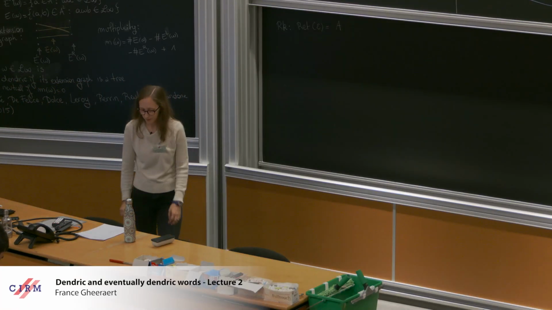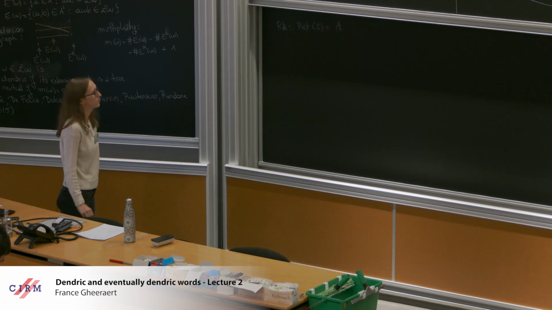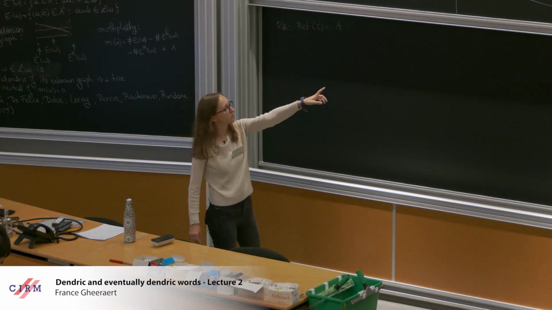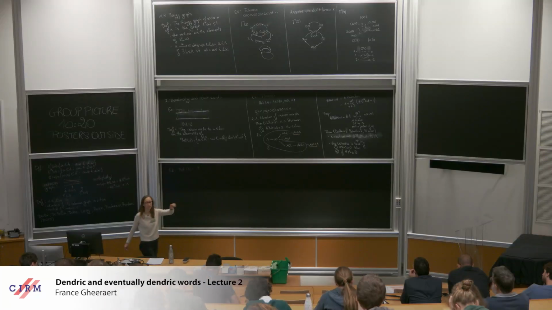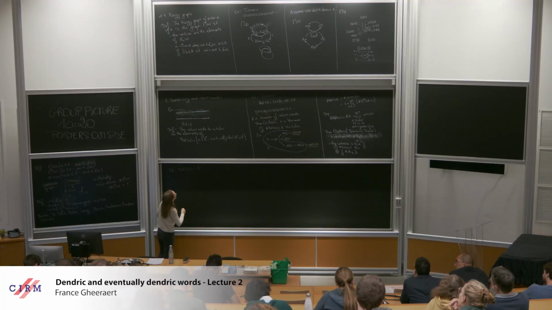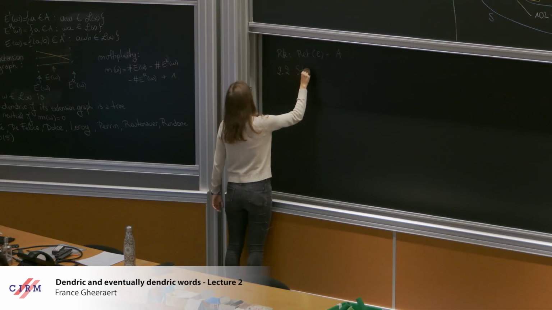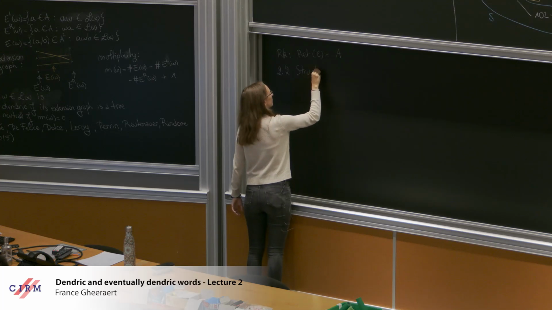Okay, so this was for the number of return words, and we're pretty satisfied because, of course, if X is dendric, then it is neutral, so we already know the number of return words. Then we can go a bit further and look at the structure of return words.